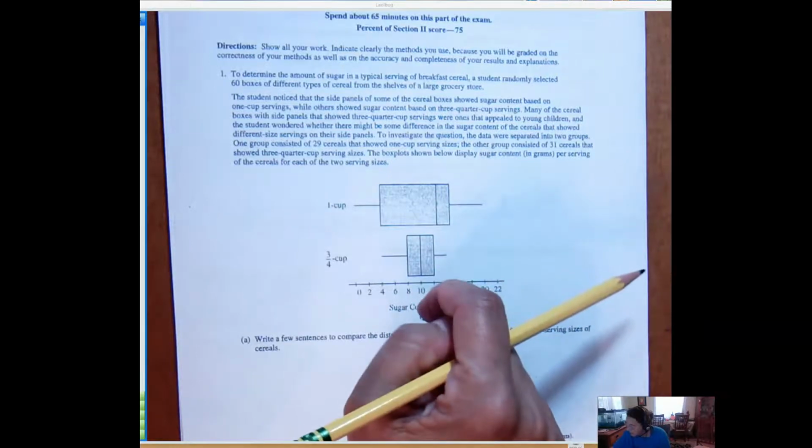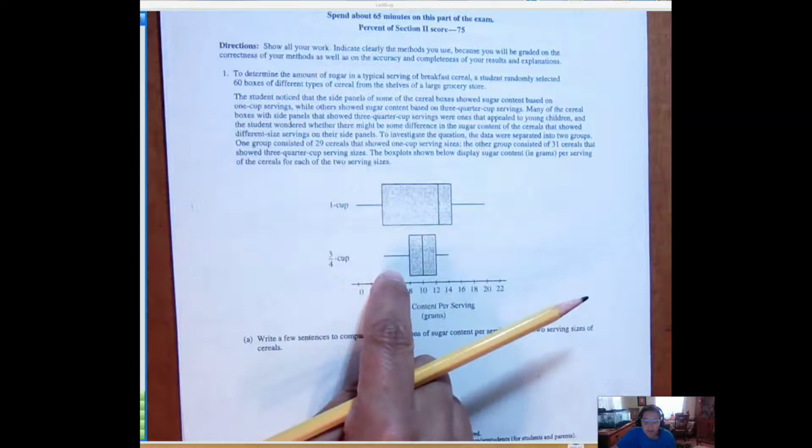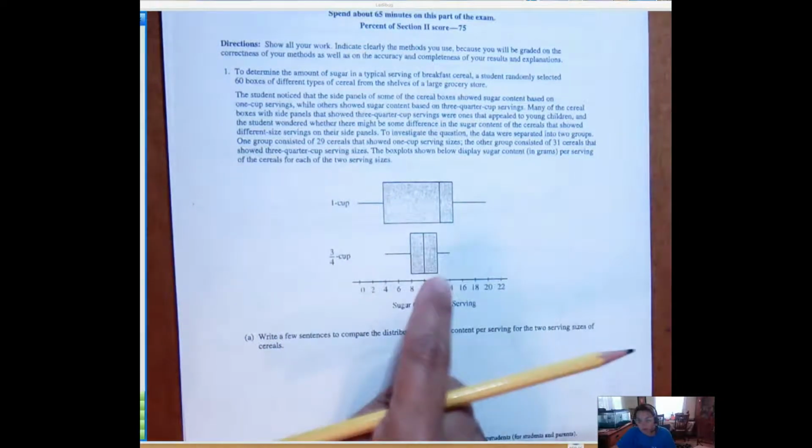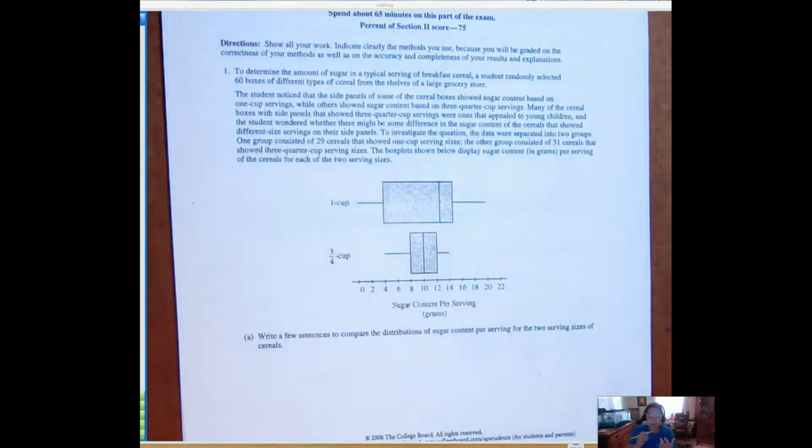The spread: the 3/4 cup has a smaller variability than the 1 cup, or you could say it has a smaller interquartile range than the 1 cup of cereal boxes. Stay in context. Something about cup sugar per content, something about cereal boxes, and you got full credit. Center, shape, spread. Go to B.